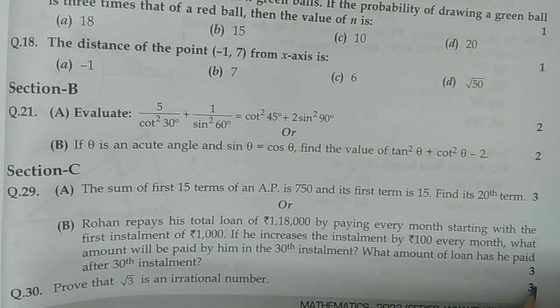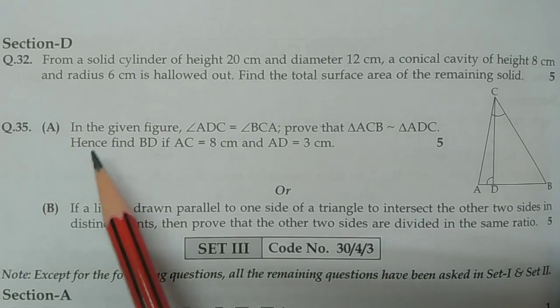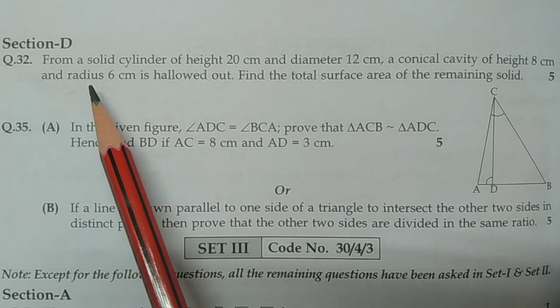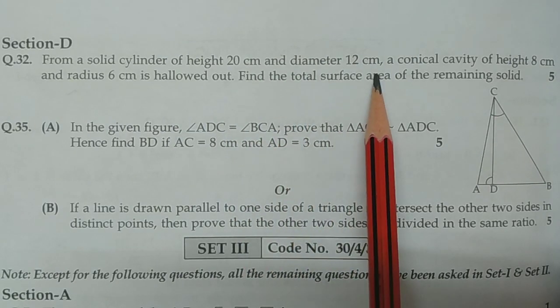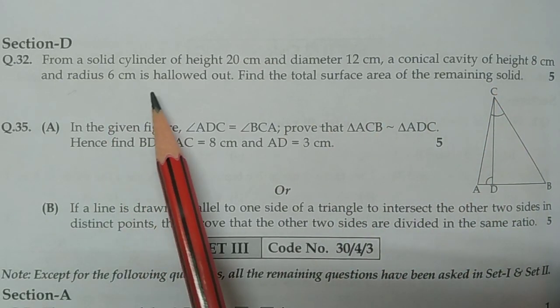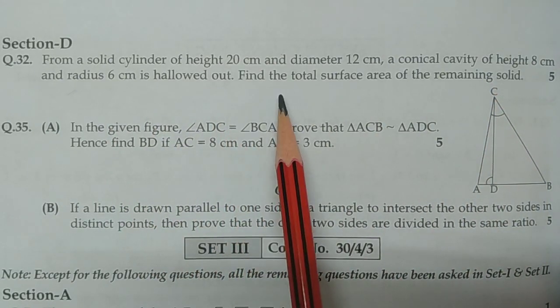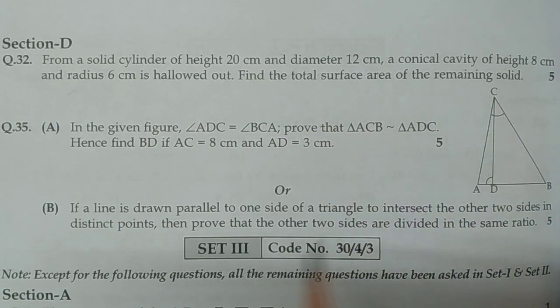It's worth 3 marks. Now again there is question number 30, where you have to prove that under root 3 is an irrational number. It's worth 3 marks and you have to prove it here also. Now the next question in section D is question number 32. From a solid cylinder of height 20 centimeter and diameter 12 centimeter, a conical cavity of height 8 centimeter and radius 6 centimeter is hollowed out. Find the total surface area of the remaining solid. It's worth 5 marks and you need to be aware.